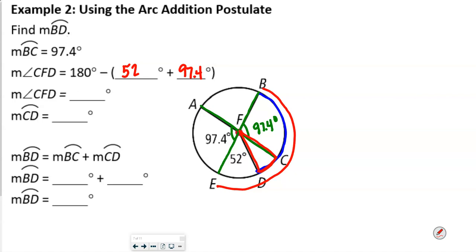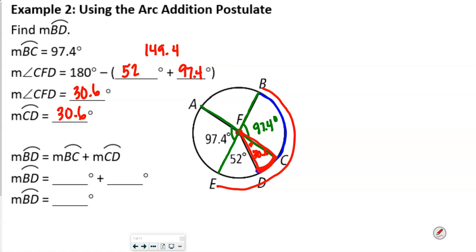Can everybody see that? Okay, when we do that, we get this up here, I can't read my own handwriting, y'all, that's bad, 149.4. So we're going to subtract 149.4 from 180, and we get 30.6. Now, remember, this angle right here is equal to that arc because it's a central angle. So that means if angle CFD is 30.6, then the arc has to be 30.6. Okay?